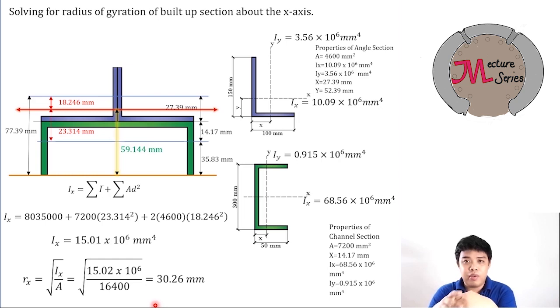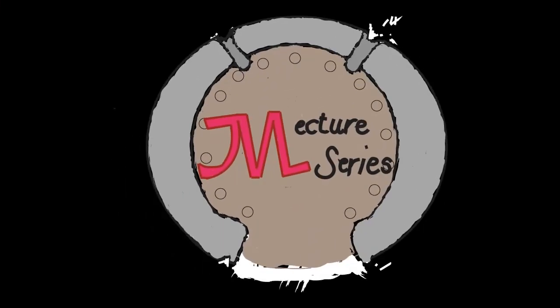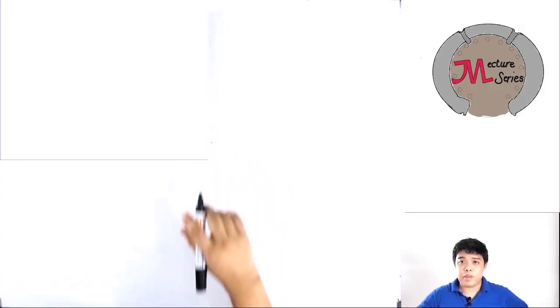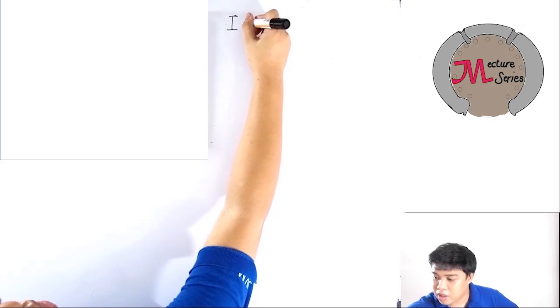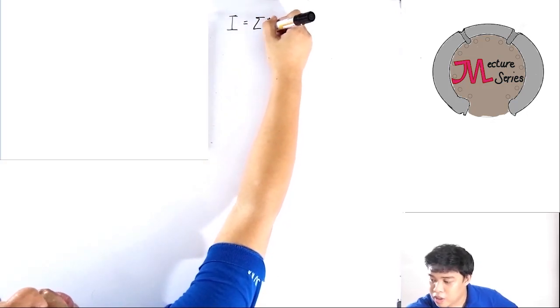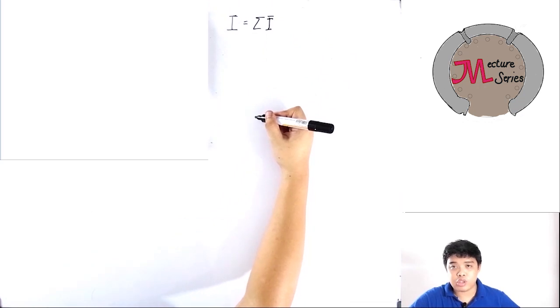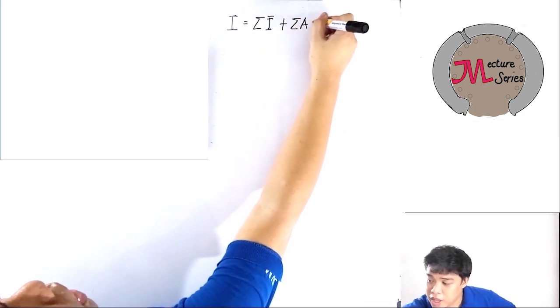If you are solving a built-up section, the hardest part of the solution is basically getting the centroidal moment of inertia because it involves getting all of those numerical solutions that I've shown you before. So that's very tedious. Let me show you the technique to get the centroidal moment of inertia about x and y of the whole built-up section and eventually getting the radius of gyration about x and y. The moment of inertia about any axis is always equal to the summation of the centroidal moment of inertia of each section plus the summation of Ad squared.